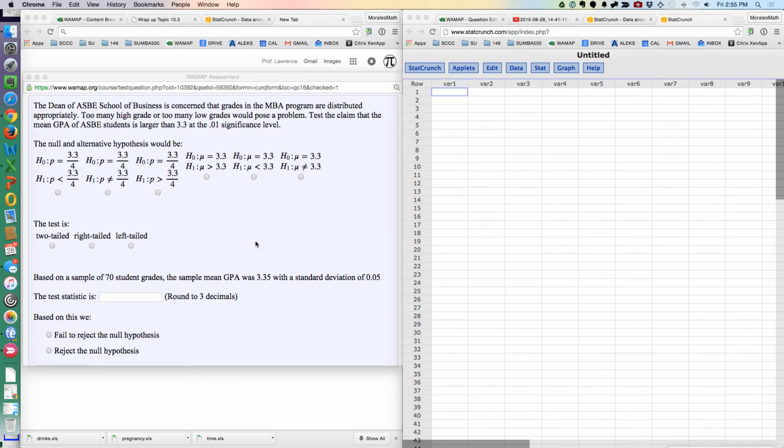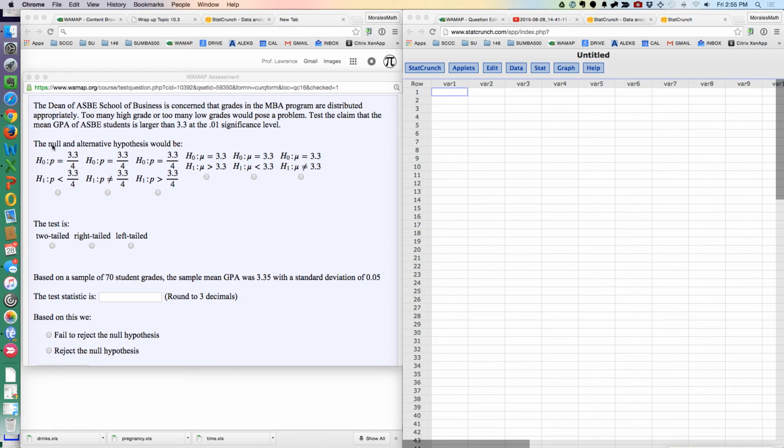So the dean of the ASBE School of Business is concerned that grades in an MBA program are distributed appropriately. Too many high grades or too many low grades could pose a problem. So we want to test the claim that the mean GPA of ASBE students is larger than 3.3 at the 0.01 significance level. So we have several questions here.